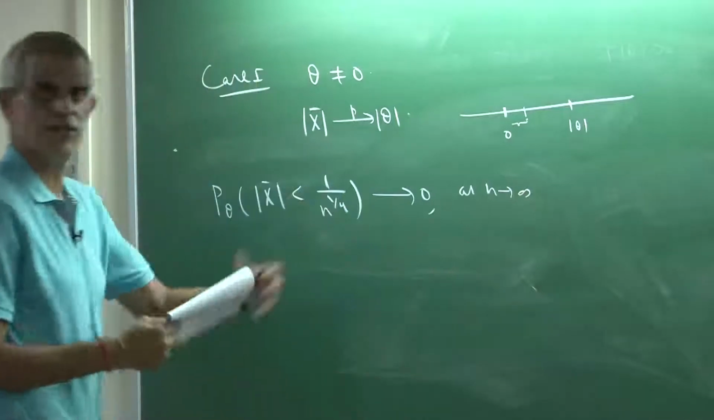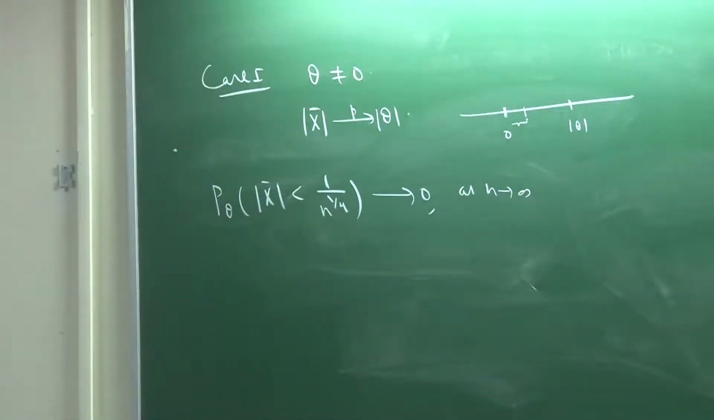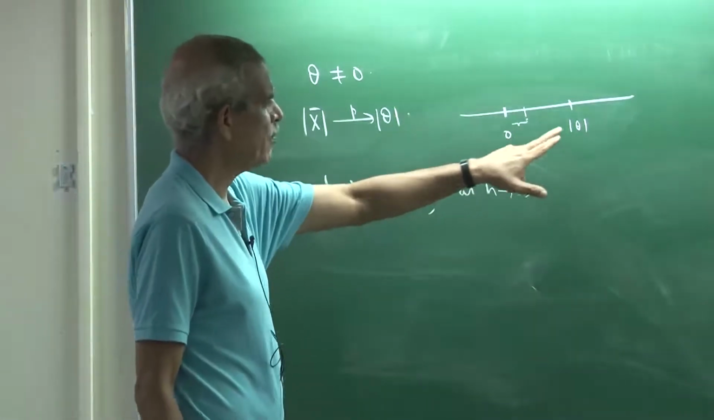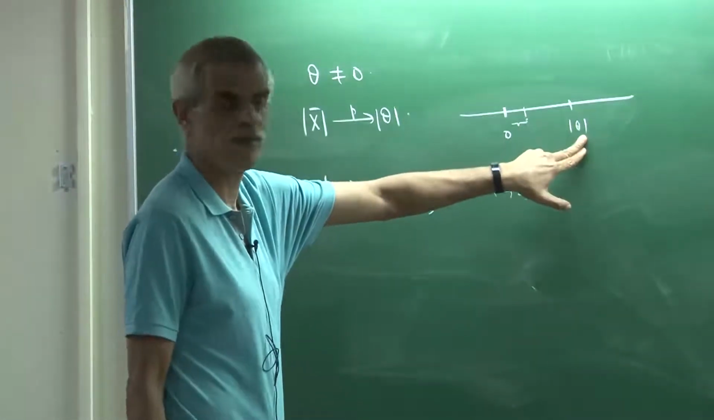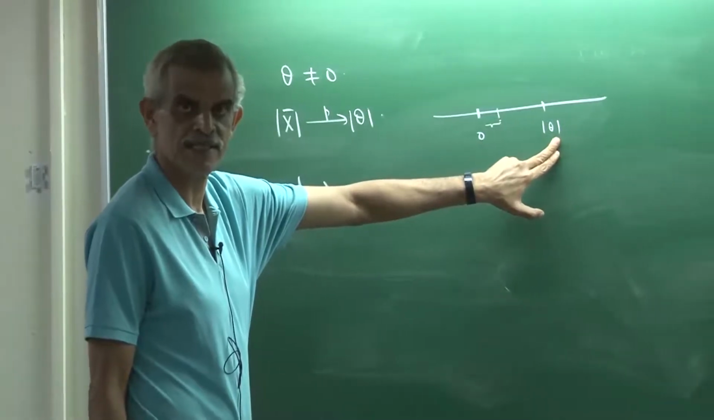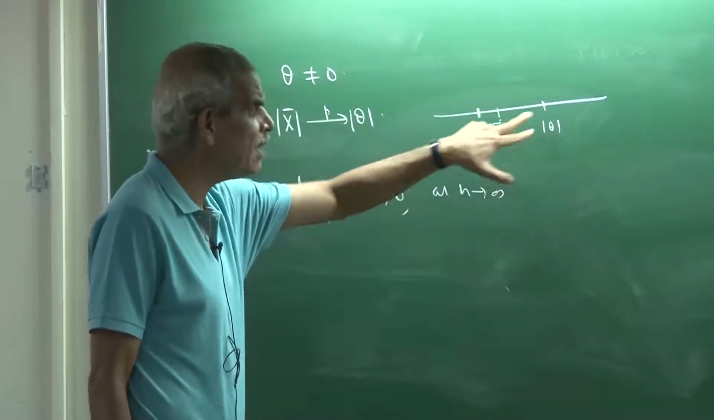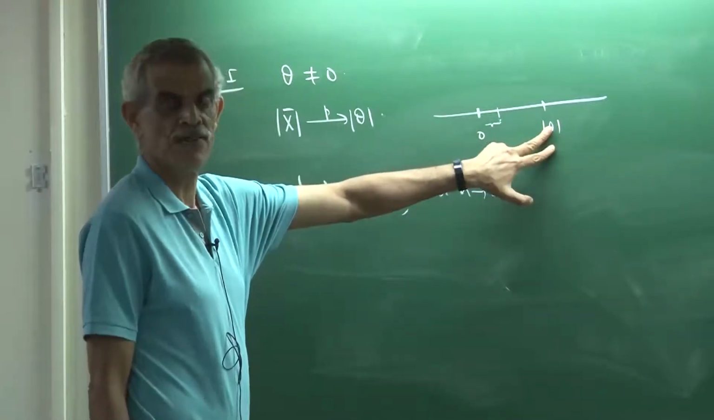Because this is a heuristic argument, you can prove it exactly. So what is happening is I expect that mod of x bar would be in any neighborhood of mod of theta, however small that is. And the probability that mod of x bar would be outside any neighborhood around mod of theta would be 0.